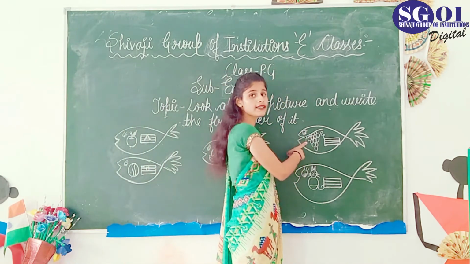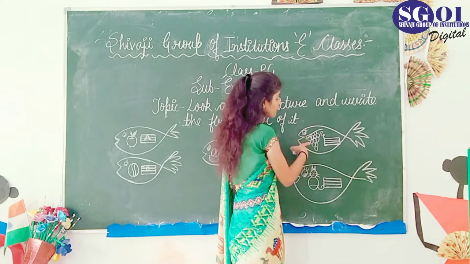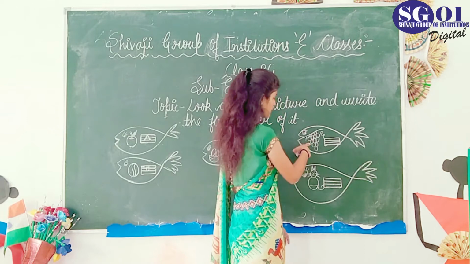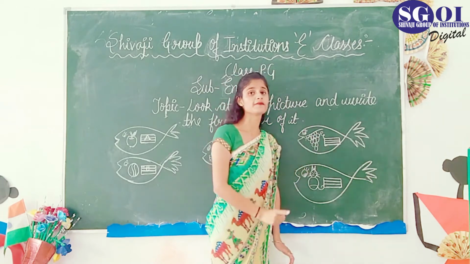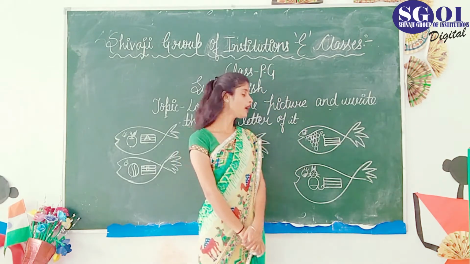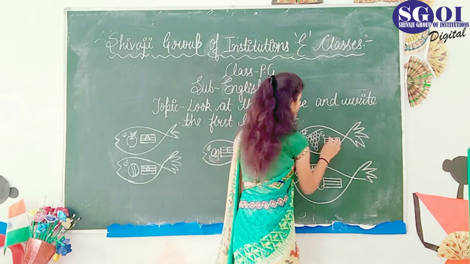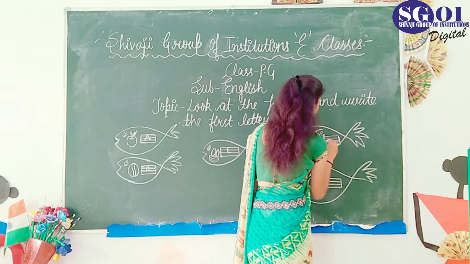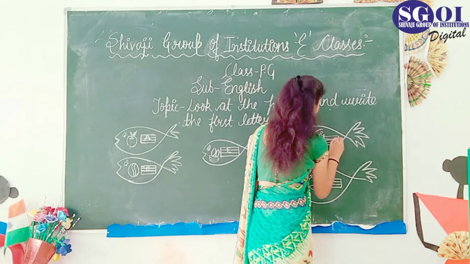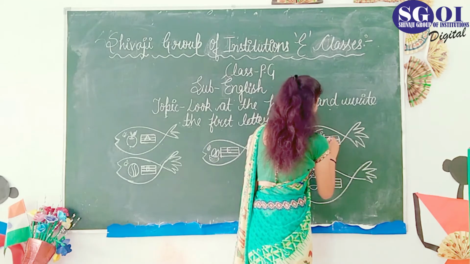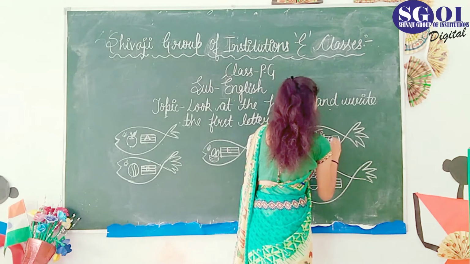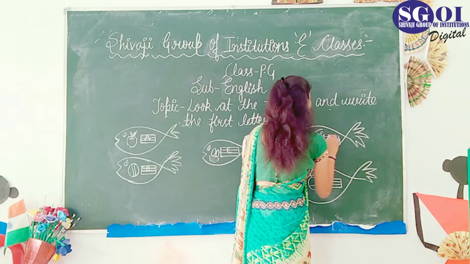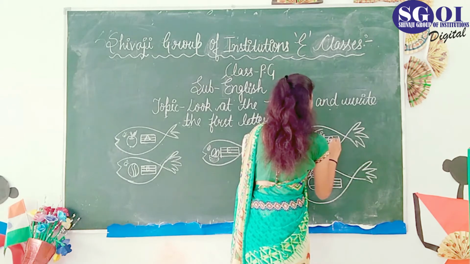So come to the next picture. Which picture is this? This is G for grapes. This is the picture of grapes. You love to eat grapes. So we write over here G for grapes, just like this. Letter G.